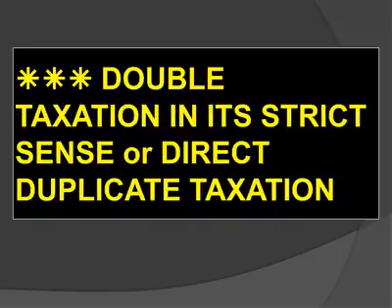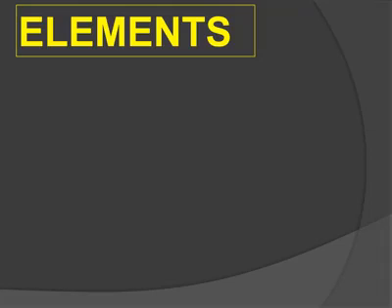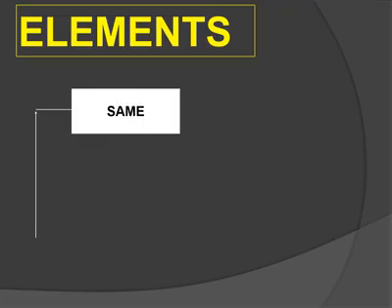What is double taxation in the strict sense, or direct duplicate taxation? I'll teach you now a method of analyzing a problem, whether it is direct duplicate taxation or indirect duplicate taxation. You must always look at the elements of a concept that you're studying. For example, you have the element of double taxation, which is sameness.